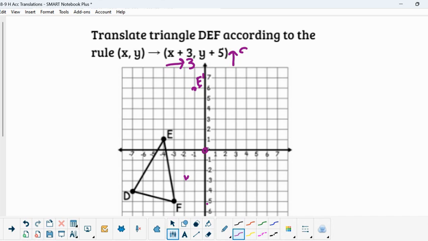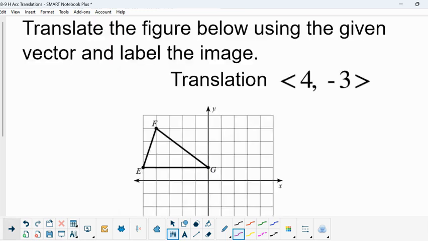Up prime, 1, 2, 3, 1, 2. And there is our new image. The new image slid right 3, up 5, following a vector to get there. Slide it. Okay, we can do the exact same thing even if our rule is given to us in vector formation.